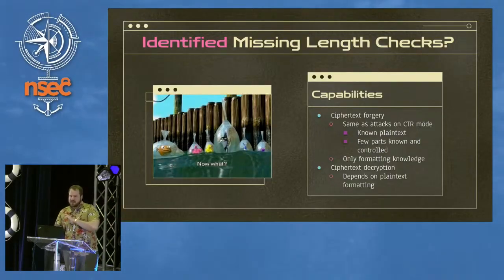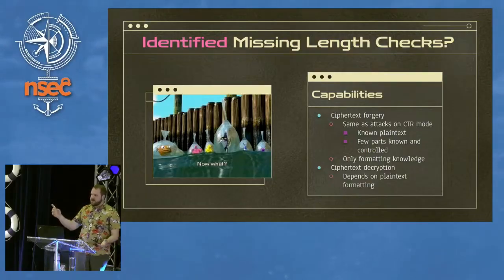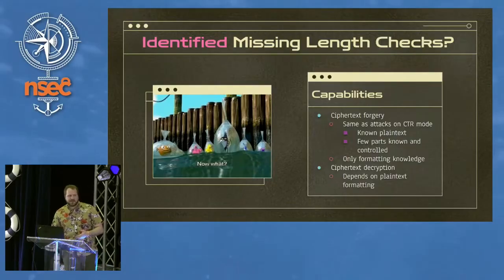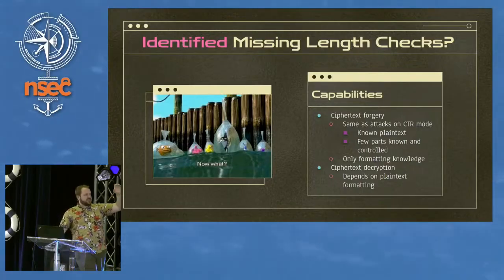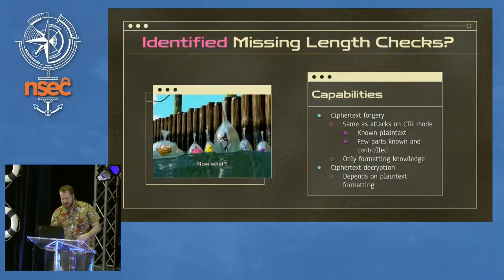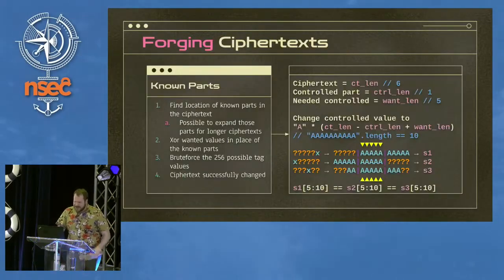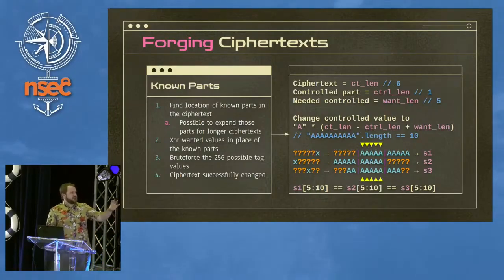For forgery, we can apply the same attacks on CTR modes without integrity, because now we can just brute force a tag of 1 byte. And with brute forcing a tag of 1 byte, well, we just need to guess 1 byte to be able to do the same things as CTR. Even if we know the whole plaintext or a few parts. And if we only have formatting knowledge, so I know it's JSON, but I know the data, now we need a bit more. I'll explain why.